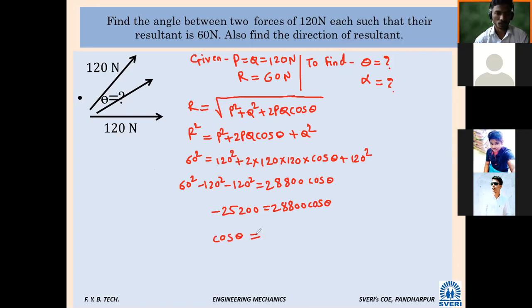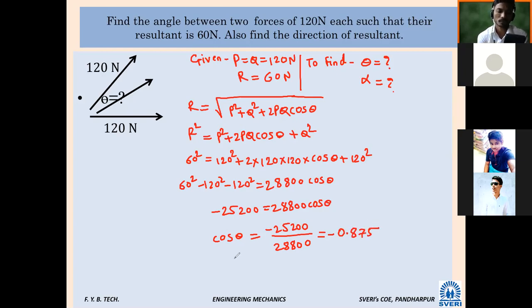Cos theta is equal to minus 25200 divided by 28800. It will become 0.875. Very good. Minus or plus? Minus, minus 0.875. So calculate now.